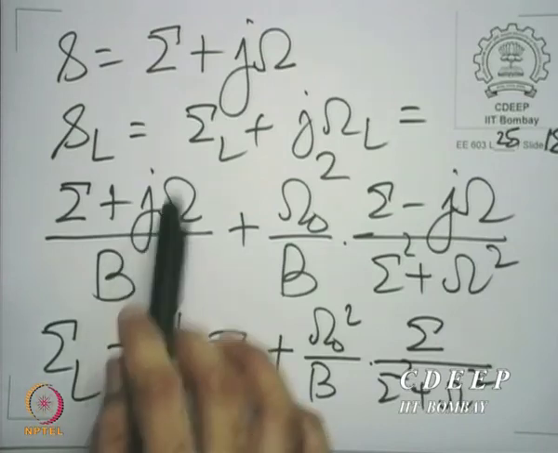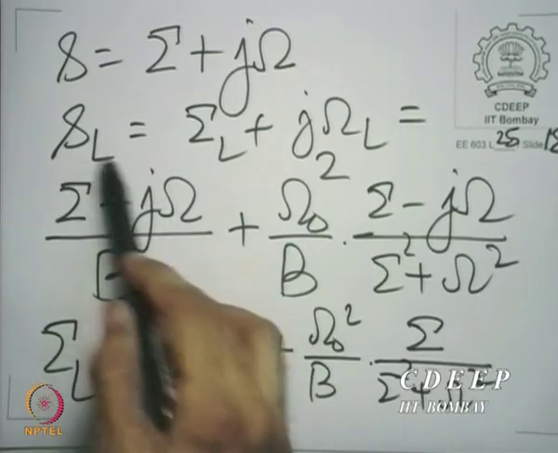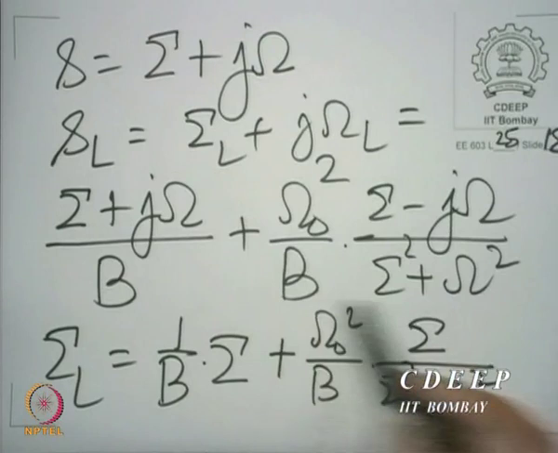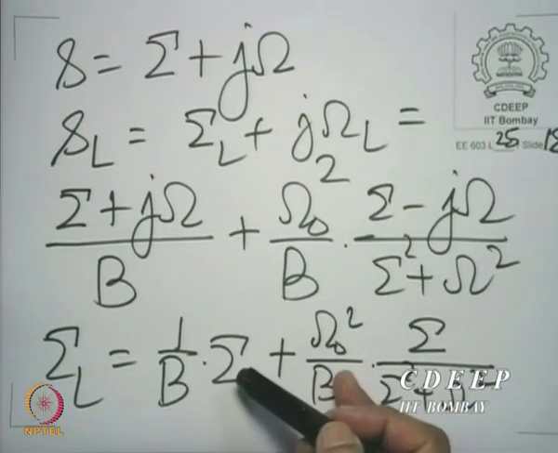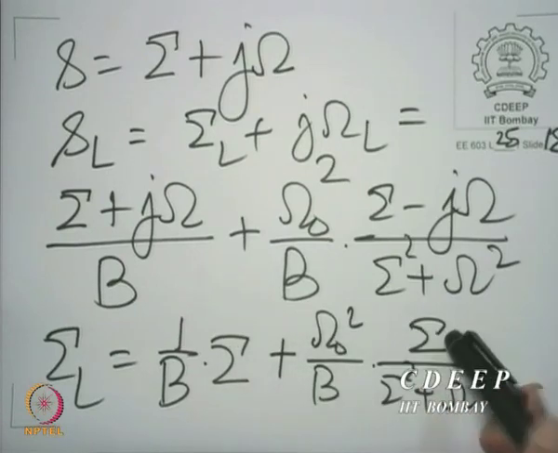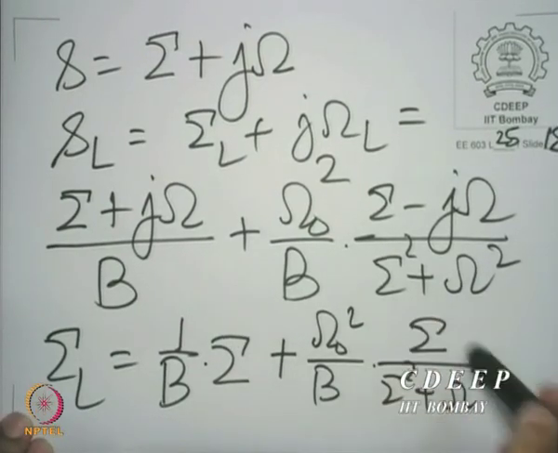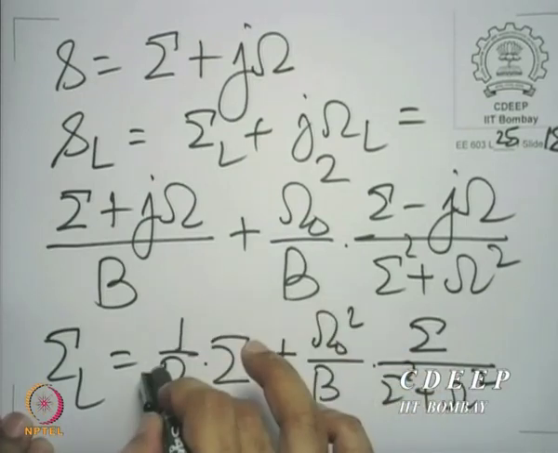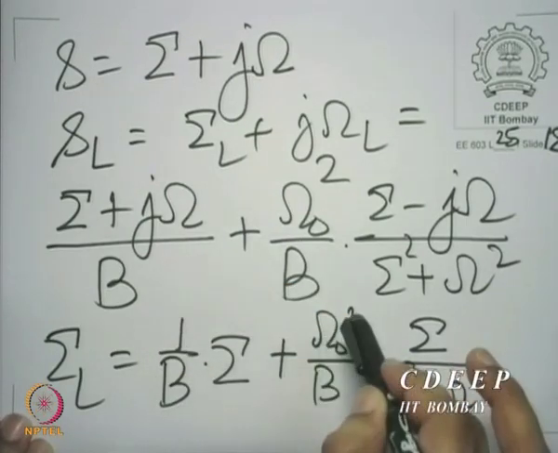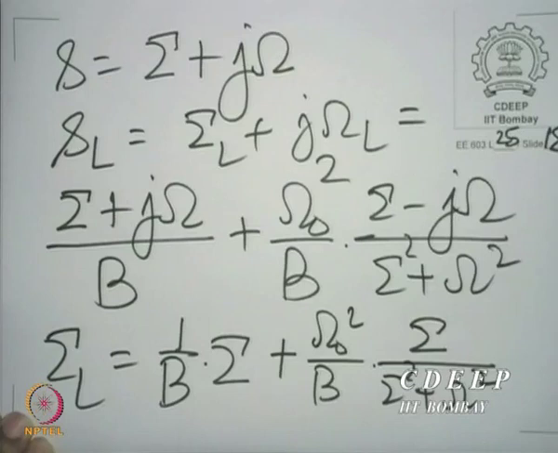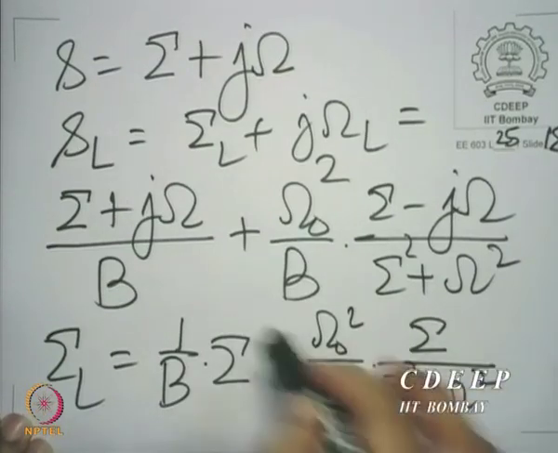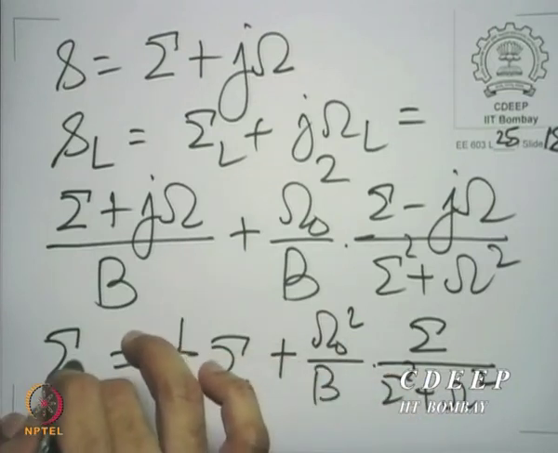The real part, we are taking the real part out. This is the real part of this quantity and this is the real part of this quantity. So, we have extracted them. Now, you see it is obvious. If sigma is positive, then this has no choice but to be positive and neither does this, because 1 by B is positive, omega naught squared by B is positive. If sigma is positive, sigma squared plus omega squared cannot possibly be 0, it has to be positive anyway. And therefore, this is bound to be positive and so is this, and therefore, sigma_L is positive.